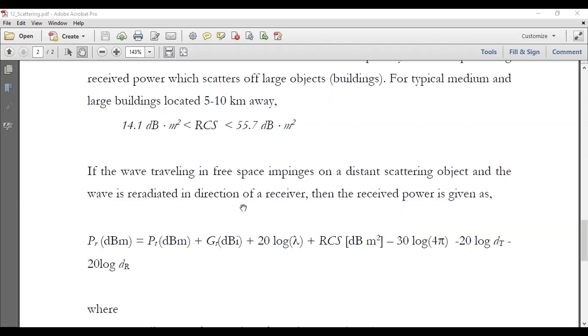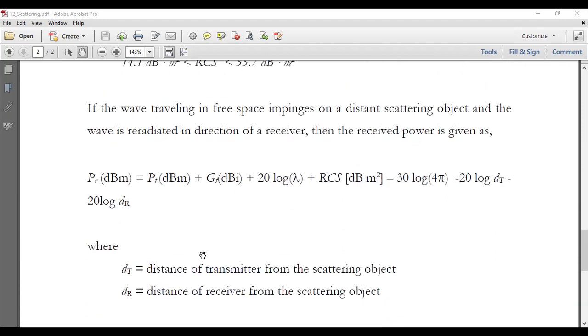Now, how do you calculate the received power? Eventually, we want to calculate the received power. In the case of diffraction, we showed how you consider the diffracted energy while calculating the received power. Here, let me tell you how you do that.